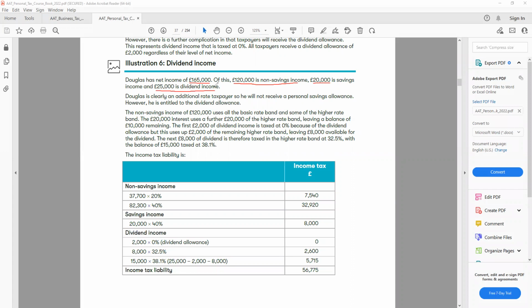Now, the first thing we have to do is identify the band. All of us know we have three bands. We have a basic band, we have a higher rate band, and we have an additional rate band. It's very important to identify the tax band. So if we try to split the tax bands here, the first one is the basic band, or basic rate band.